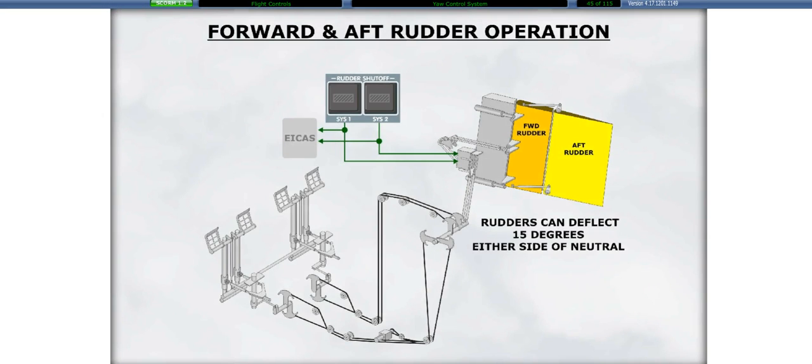The rudder is divided into sections that operate in tandem. The forward rudder is driven by the control system, while the aft rudder is linked to the forward rudder and is deflected by the movement of the forward rudder. The trailing edge of both rudders move in the same direction. The rudders can deflect 15 degrees either side of neutral.